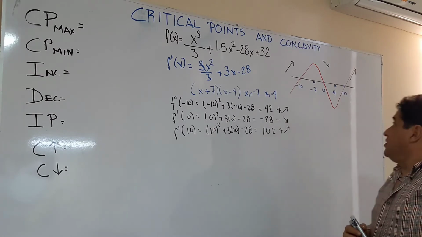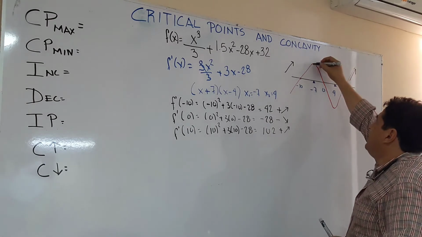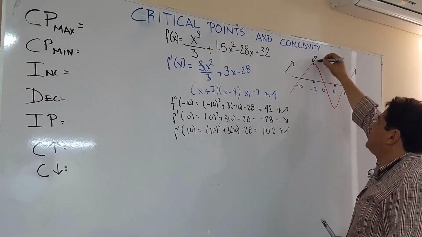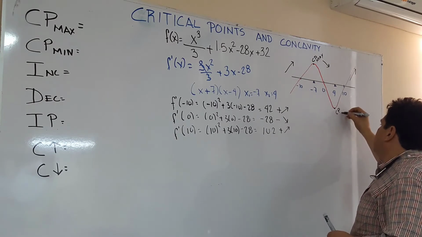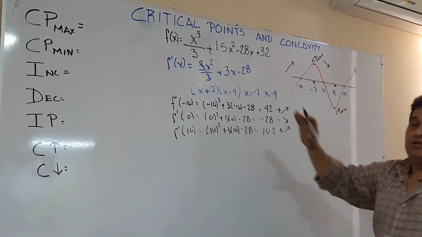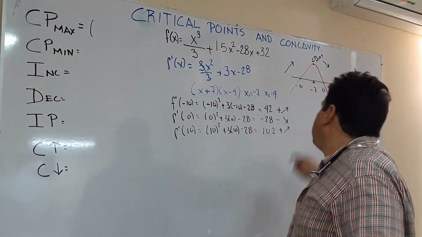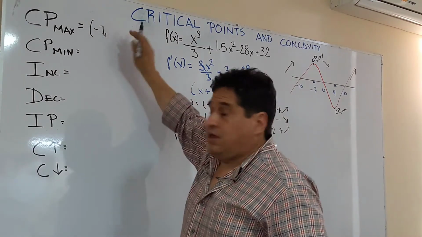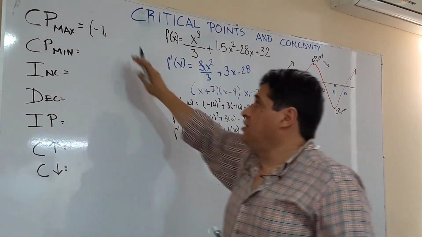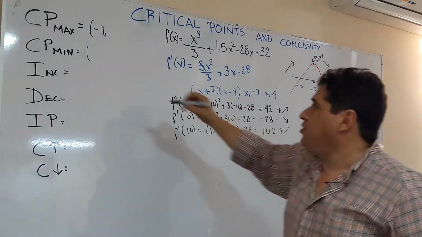Okay? So, what do I have so far? I know that this is going to be my critical point, and that's going to be a maximum. There's going to be a critical point. There's going to be a minimum. So I can start filling my chart. So, critical point maximum is going to be on minus 7. And we're going to be getting the y value later on. Critical point minimum is going to be on 4.